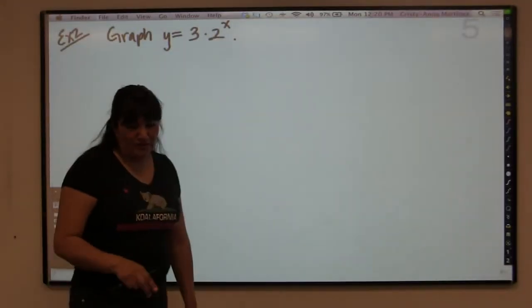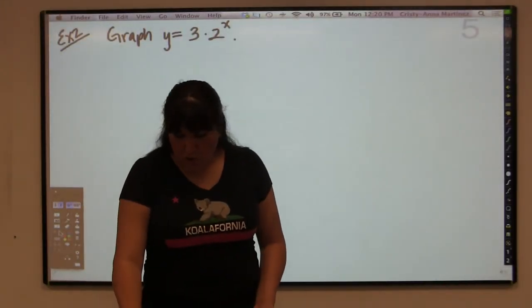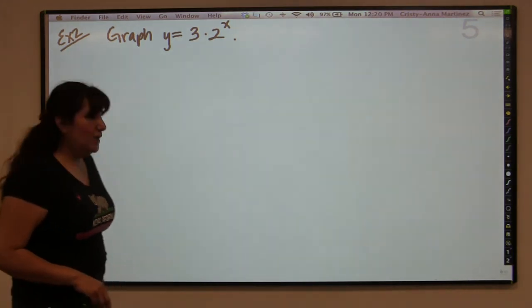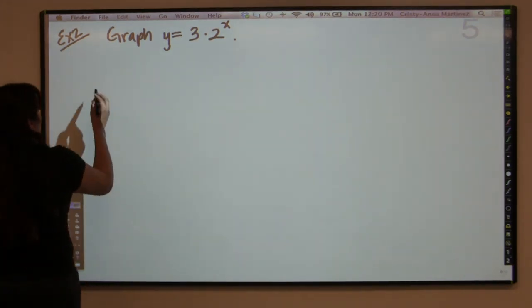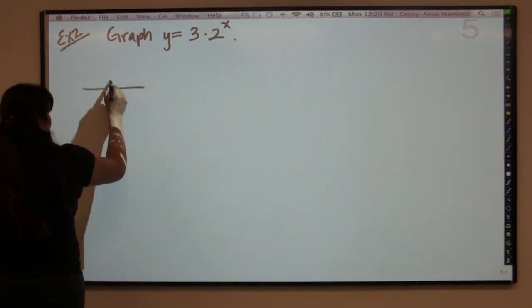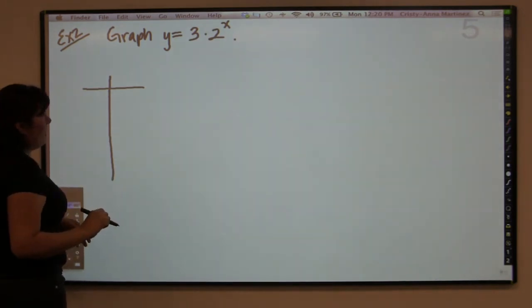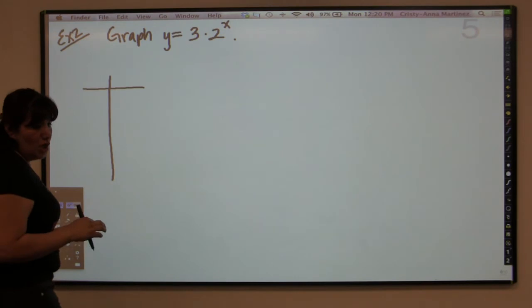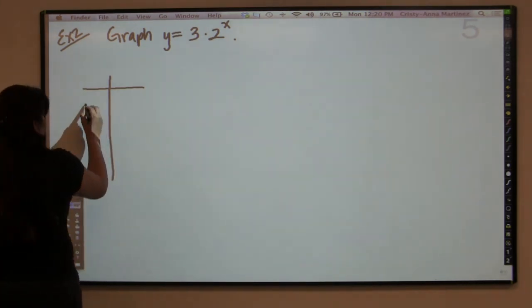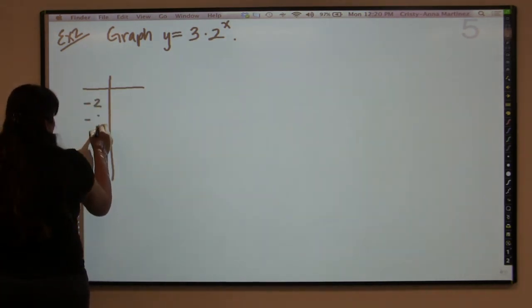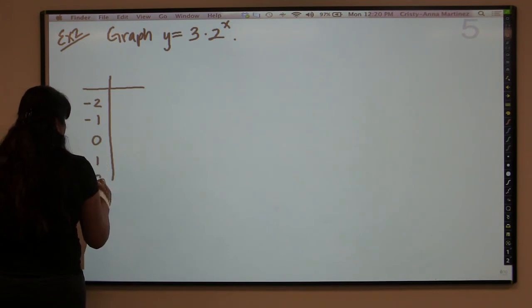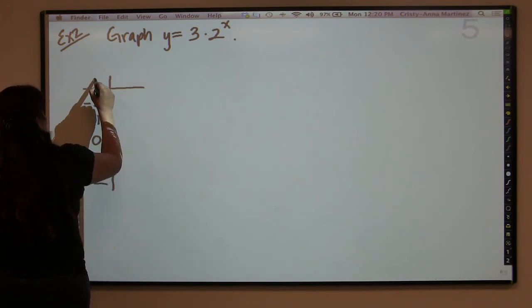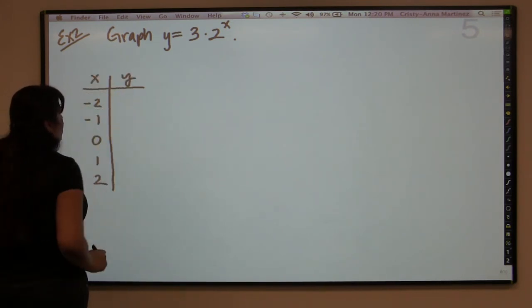And when you want to graph an exponential function, you always want to start with a t-table. And you want to be very careful that you always choose values that are both negative and positive. Don't just pick positive numbers. So I'm going to start with -2, -1, 0, 1, and 2. Not a bad place to start for my t-table.